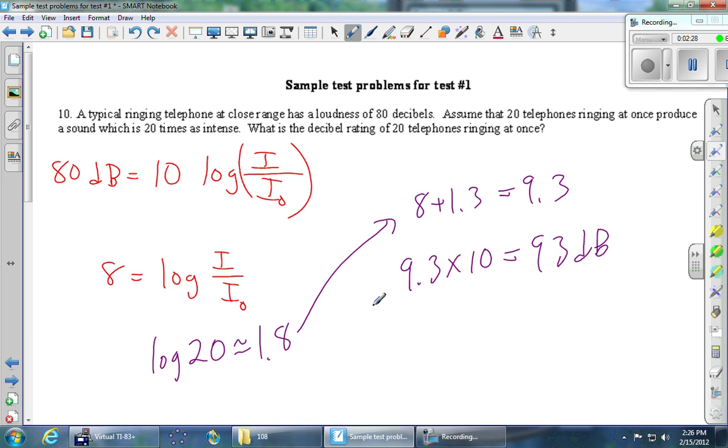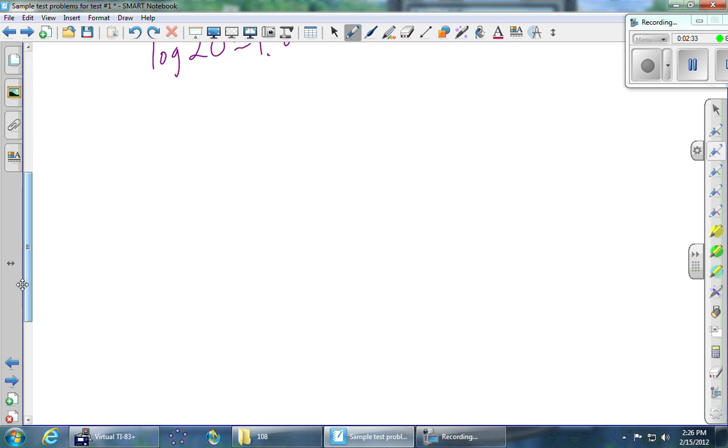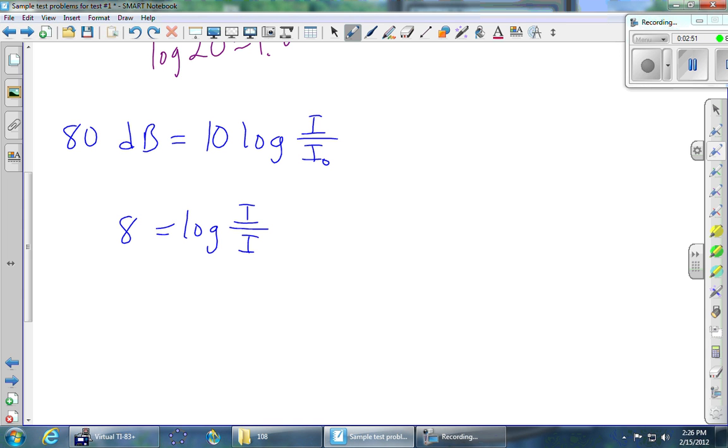An alternative to this is to actually try to figure out what the intensity of one telephone is. So again, using your formula, number of decibels is equal to 10 times the log of the intensity over the reference intensity. If we know that the one telephone is an 80, we can again divide by 10 and we get 8 is equal to this log. And then this really means that 10 to the 8th is equal to I over I0. Whoops, sorry, it's really equal to I over I0.